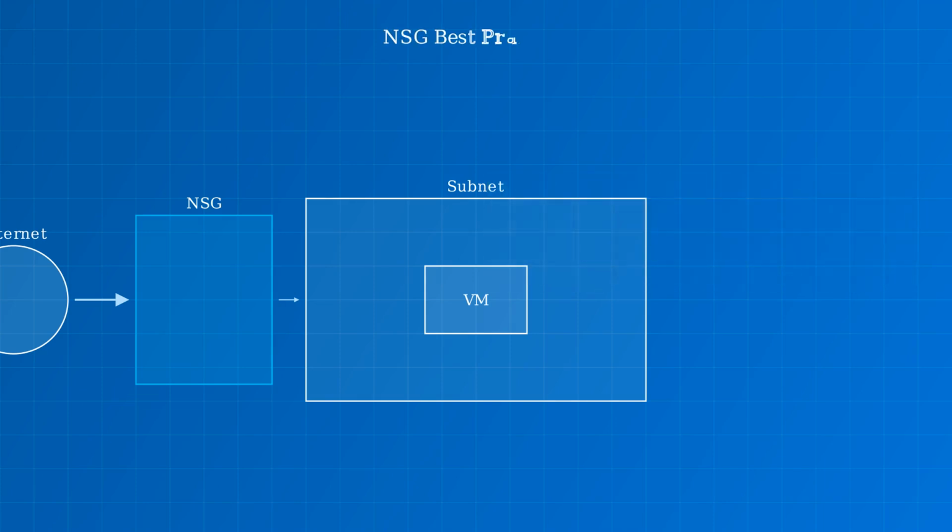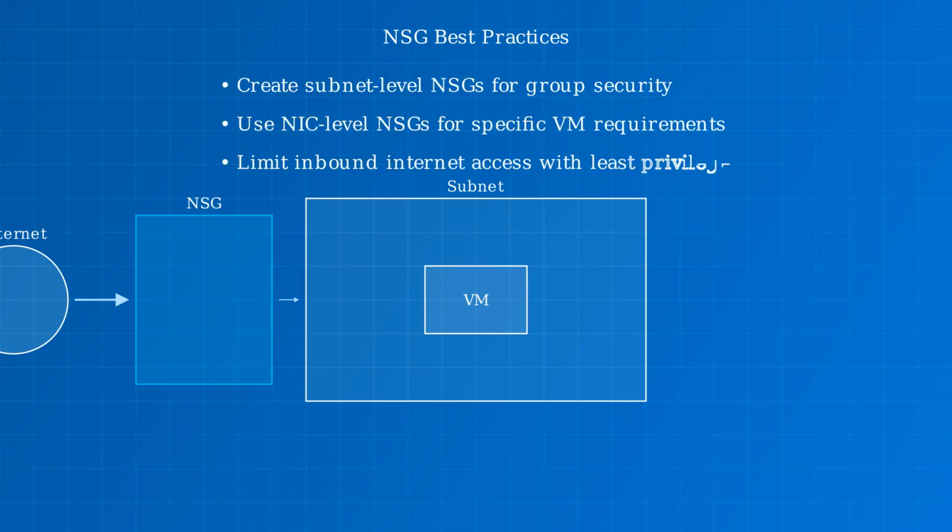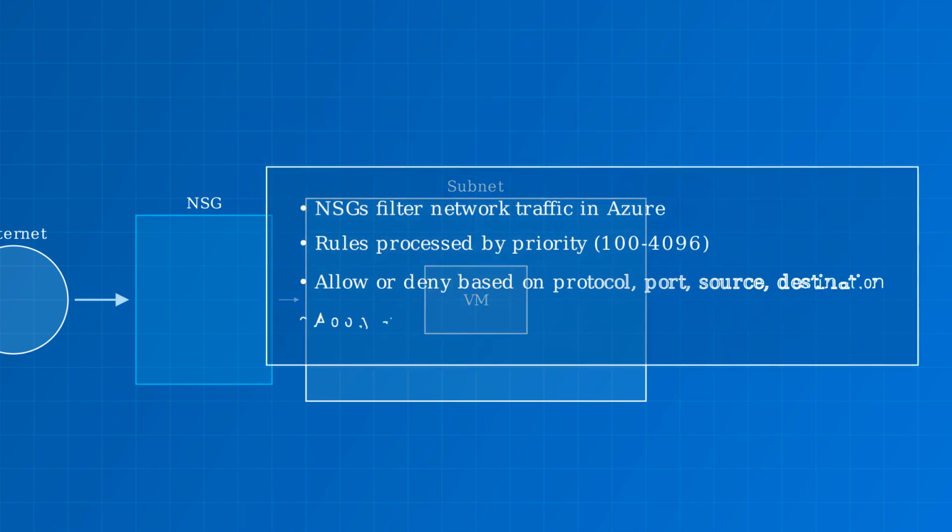Here are some best practices when implementing network security groups in Azure. Create subnet-level NSGs for group security and use NIC-level NSGs for specific virtual machine requirements. Always follow the principle of least privilege and create specific rules rather than overly permissive ones. To summarize, network security groups are a critical component for securing your Azure Virtual Networks.